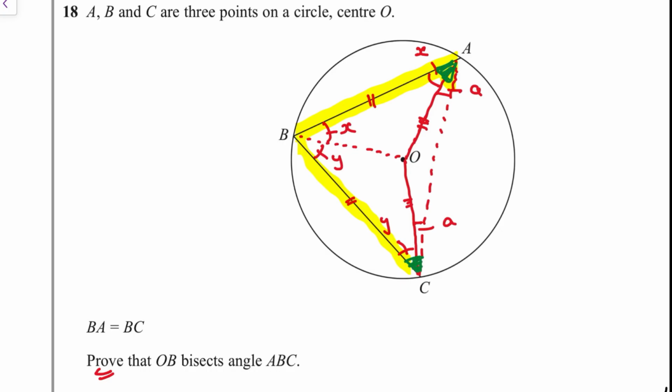And if these angles are equal, well, that must mean that A plus Y is equal to A plus X, which means that X is equal to Y, which means that OB bisects ABC. I've worked out in my head what I want to do. Now I need to write all that down.